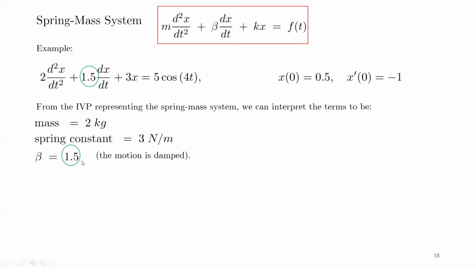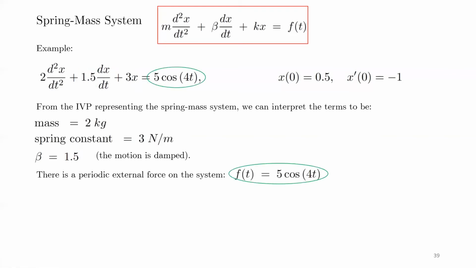Beta equals 1.5, so beta is the damping coefficient that's multiplying the dx by dt term, the first derivative term here. And there is a periodic external force on the system, which the force is represented by 5 times cosine of 4t. Okay, so that is the interpretation of each term in this ODE.